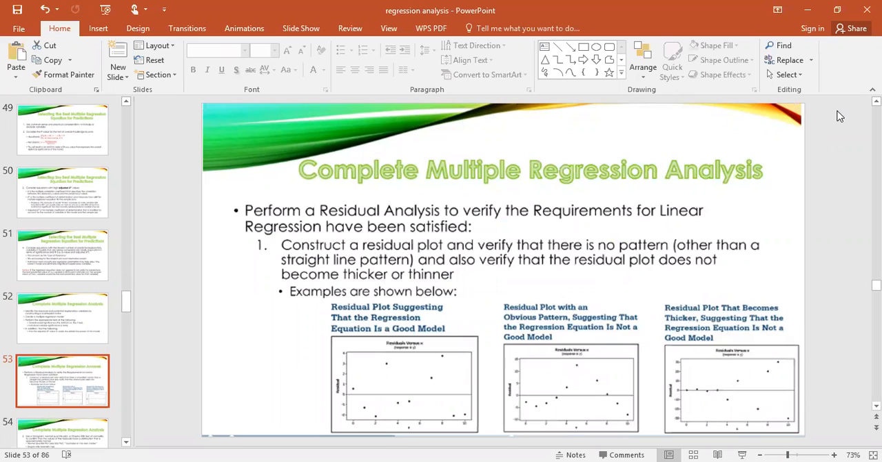Perform a residual analysis to verify the requirements for linear regression have been satisfied. Construct a residual plot and verify that there is no pattern other than a straight line pattern, and also verify that the residual plot does not become thicker or thinner. Examples are shown below. Residual plots suggesting that the regression equation is a good model. Residual plots with an obvious pattern suggesting that the regression equation is not a good model. Residual plots that become thicker, suggesting that the regression equation is not a good one.